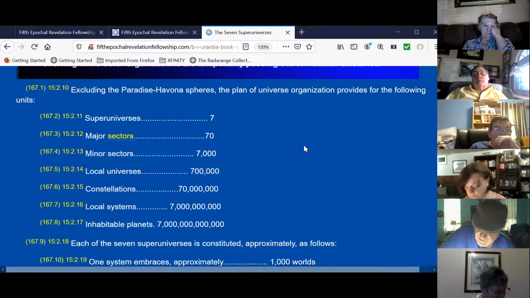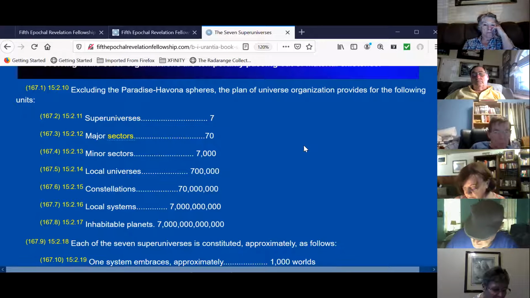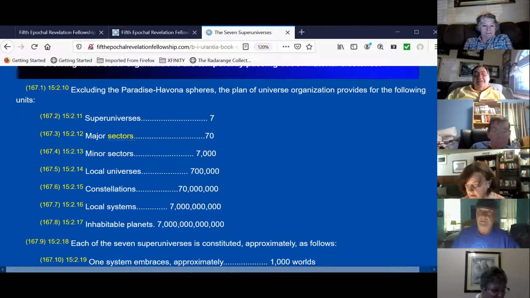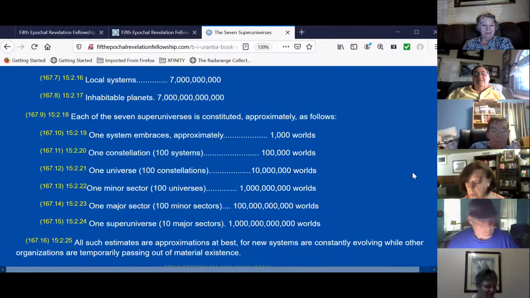Excluding the Paradise of Spheres, the Plan of Universe organization provides for the following units. Super universes are 7. Major sectors are 70. Minor sectors are 7,000. Local universes, there is 700,000. Constellations, 70 million. Local systems, 7 billion. Inhabited planets, 7 trillion. That's a lot of stuff, isn't it?